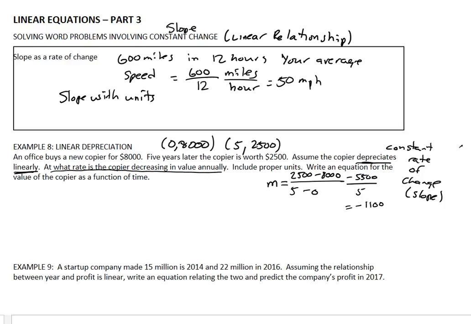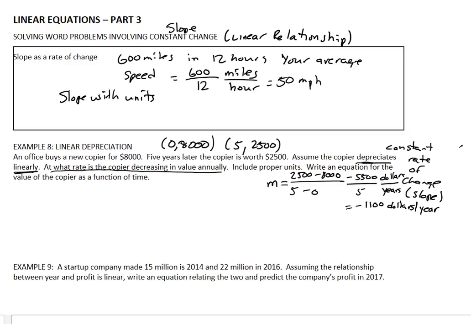Now what does that mean? Let's look back here. 2,500 and 8,000, both of those are in dollars. We now have a slope formula, but it has units in it. The unit for the top is dollars. The unit for the bottom is years. So this is dollars per year. So it's a slope with units. That would be the units.